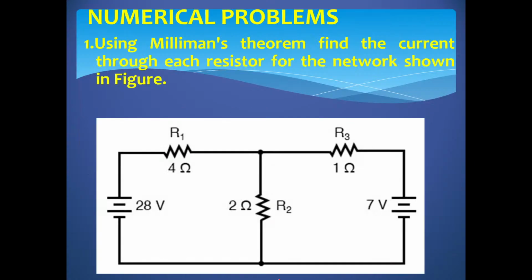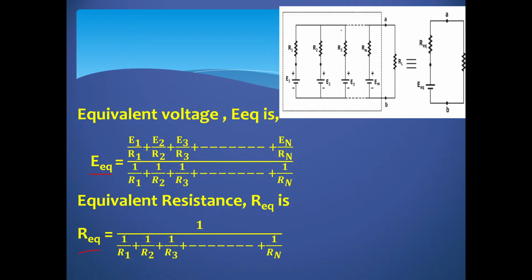Okay, let us see. Now, the same circuit I have kept at the corner of this page so that you can compare and write the equivalent voltage equation. So E equivalent is equal to, the formula is, see, in the first branch, what is there? There is a voltage source whose value is E1 and an internal resistance R1.